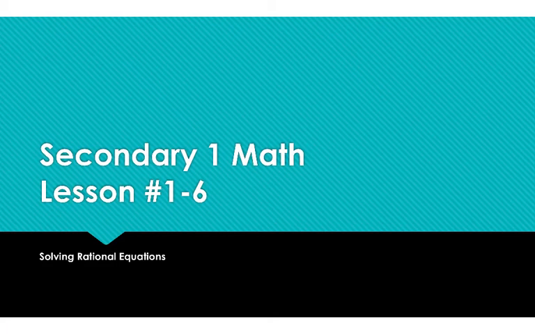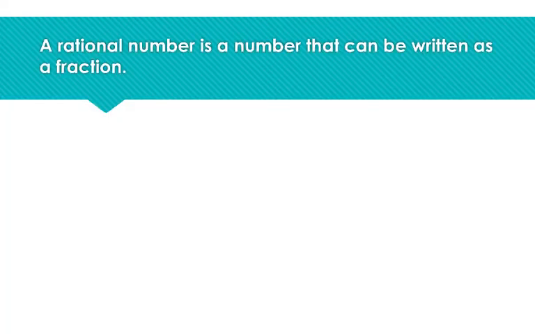In this video, we will cover lesson 1-6 from Secondary 1 Math, solving rational equations. A rational number is a number that can be written as a fraction. So if we talk about a rational equation, we're looking for something with a fraction. So (x + 2)/6 = 3. This is a rational equation because it has a fraction in it.